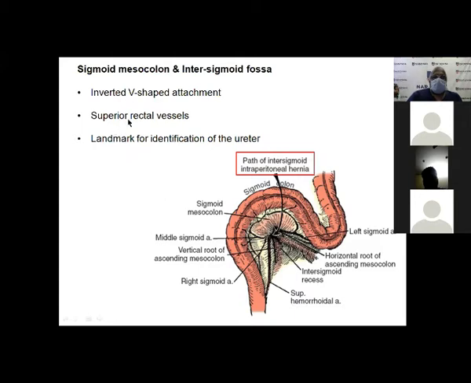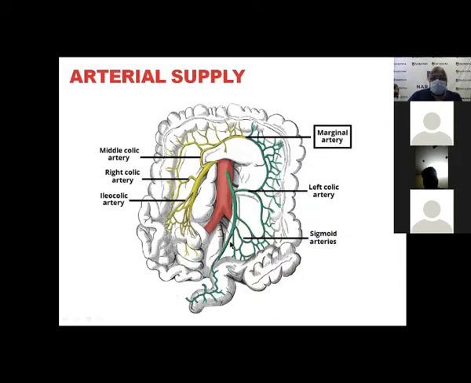These are inverted superior rectal vessels. That is, superior rectal vessels are nothing but the rectal vessels which are coming as the terminal branches of the sigmoid artery, with the landmark of the identification of the ureter on the left side. Arterial supply, beautifully shown.